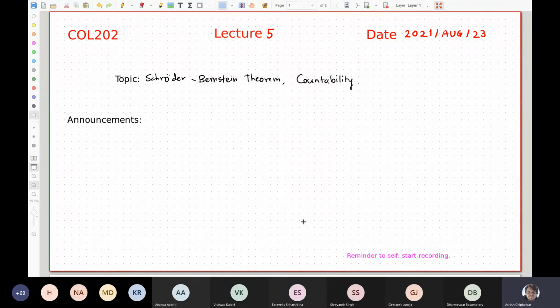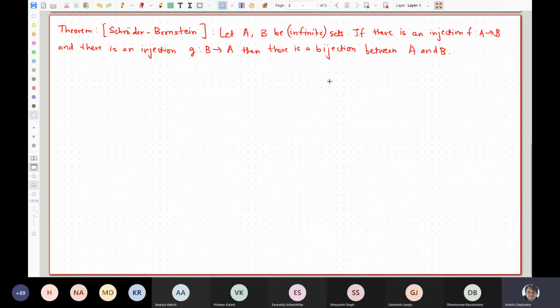So what did we do in the last class? We stated this specific theorem called the Schroeder-Bernstein theorem. And what does the theorem statement say? The theorem statement says the following: if you have A and B, which are sets, and there is an injection, let's say F from A to B, and there is also an injection, let's say G from B to A, then there exists a bijection between A and B.